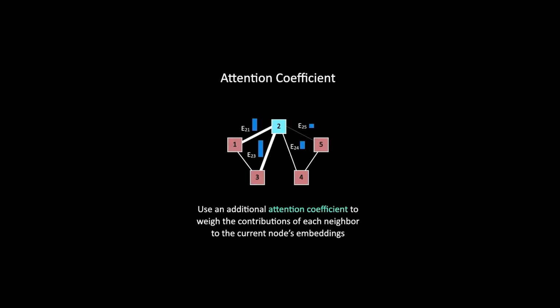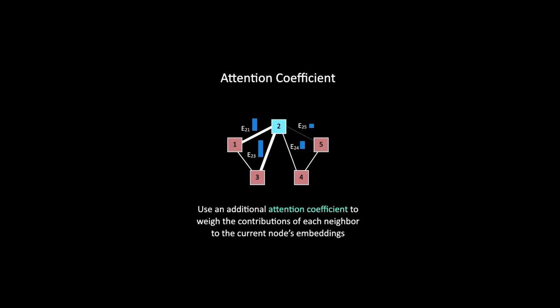Let's say this attention coefficient is represented using E, so we have a value of E for the connection between 2 and 1, 2 and 3, 2 and 4, and 2 and 5. Here you can see that the connection between nodes 2 and 3 is the most important for node 2. Its attention coefficient value will be higher.